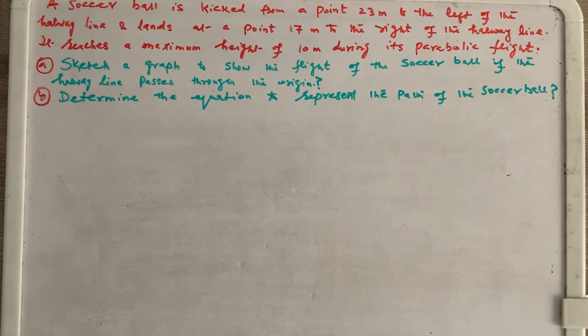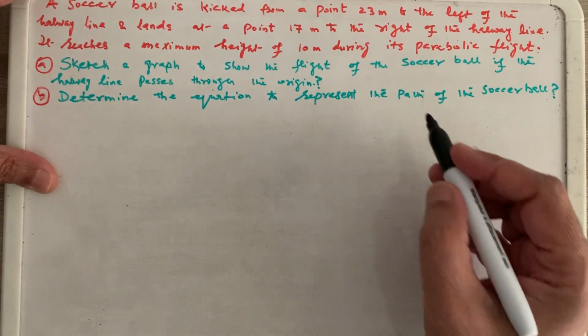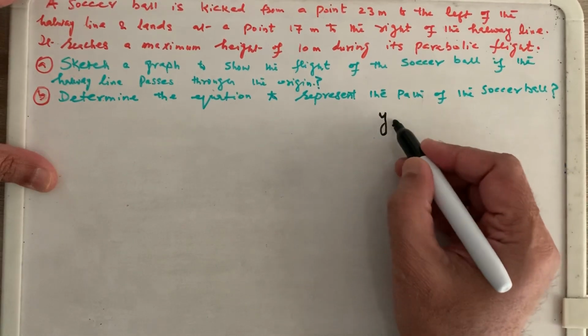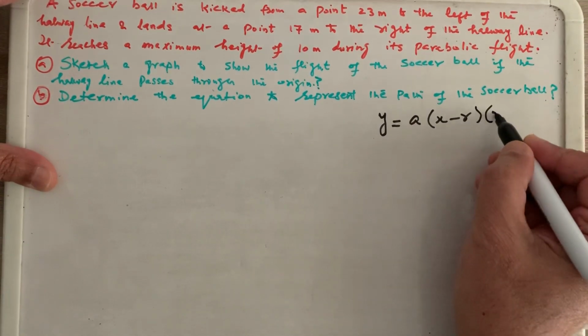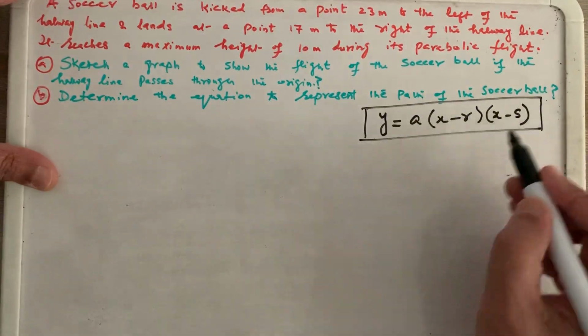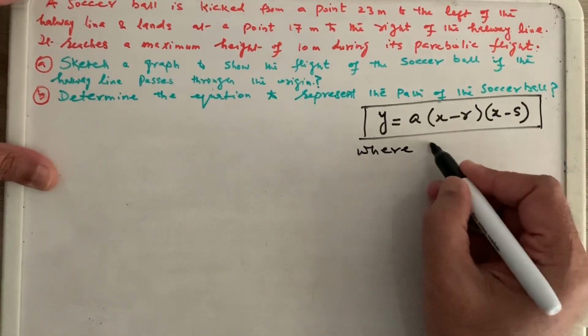One of my 10th graders has sent me this word problem regarding parabolic motion, or regarding parabolas or quadratic functions, quadratic equations. We have been doing this, and before reading this question, I would like to give you the formula, which is the factored form of the quadratic equation. The factored form of a quadratic equation is a times x minus r times x minus s. This is the factored form, where r and s are the two intercepts, or x-intercepts.